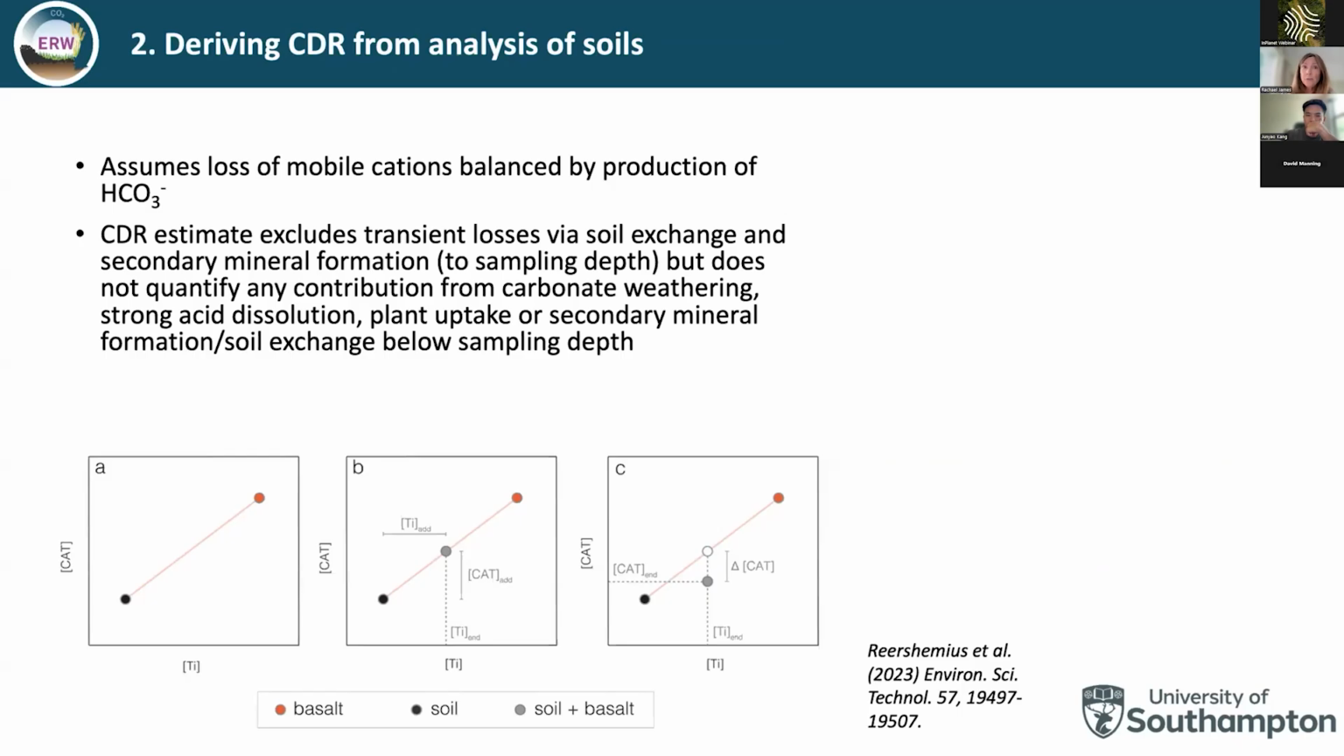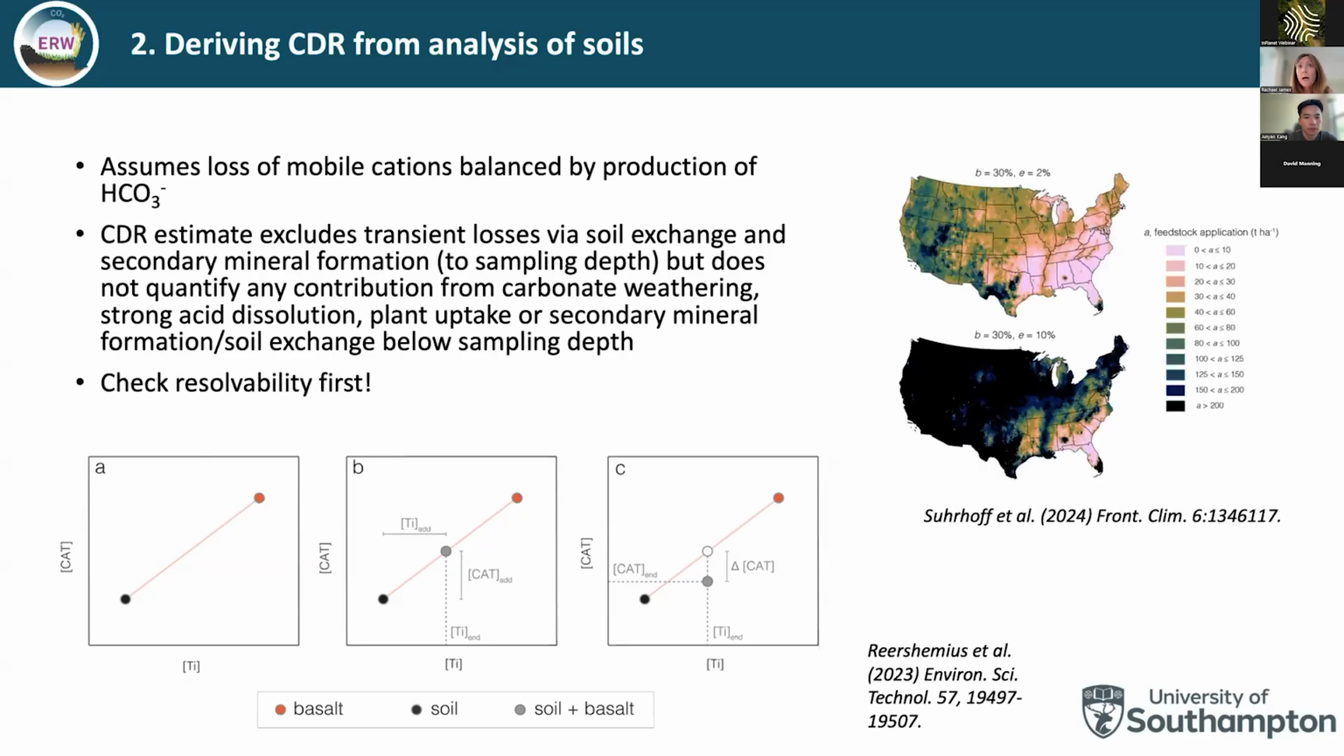And then the other issue with this, there's a lovely paper and a lovely idea, but it's quite difficult to apply this in reality. First of all, you need to check the resolvability. You know, in enhanced rock weathering, we actually want to be minimizing the distance between the rock that we apply and where we apply it. But that maximizes your chances of the rock types being quite similar, which makes resolving what's coming from the feedstock versus what's coming from the soil quite difficult.